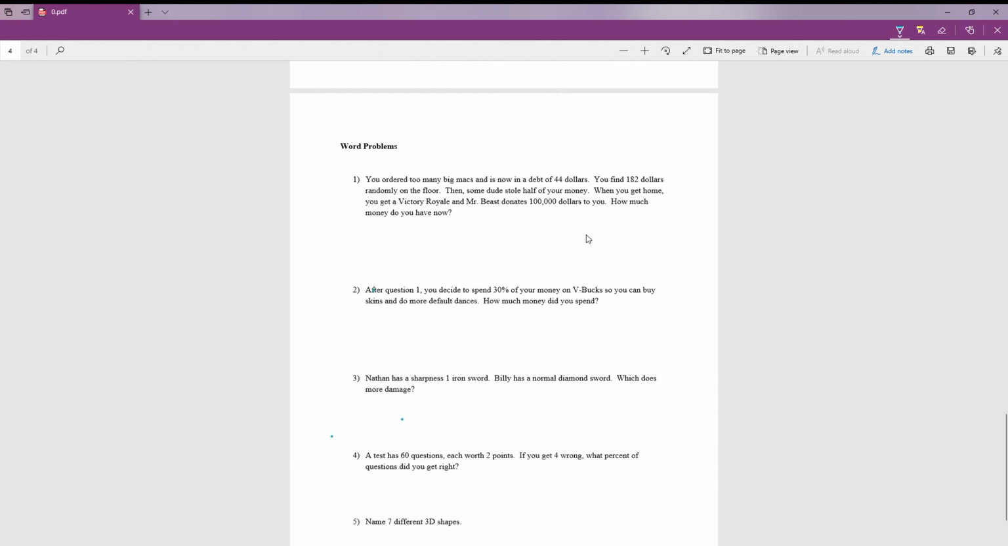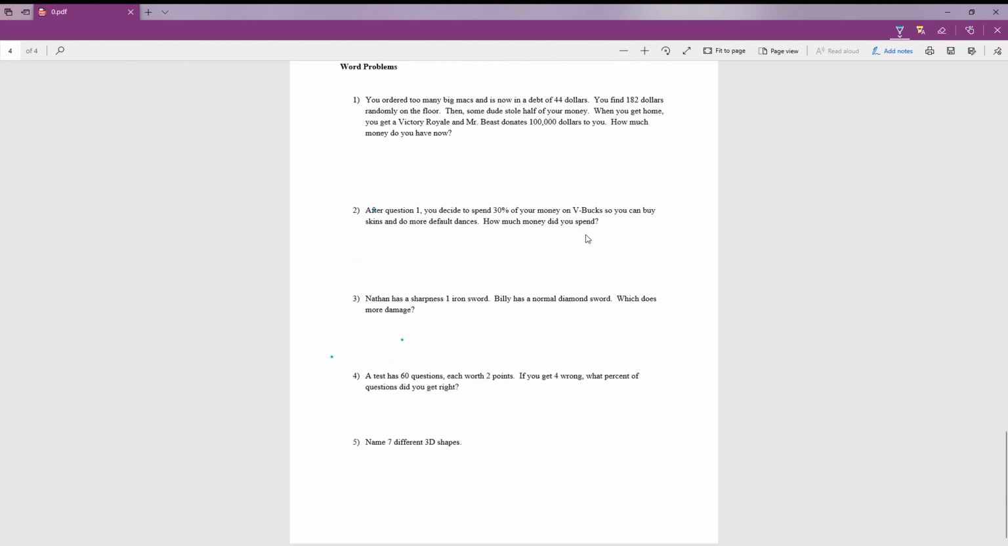Now, lastly and most certainly least, we have the word problems. These are the same kinds of word problems you guys get each week, so you should know how these work by now. Just try them to the best of your ability, and if there's anything that you have trouble on, just skip it and move on.